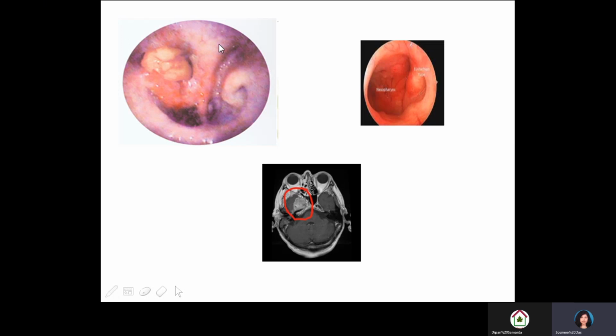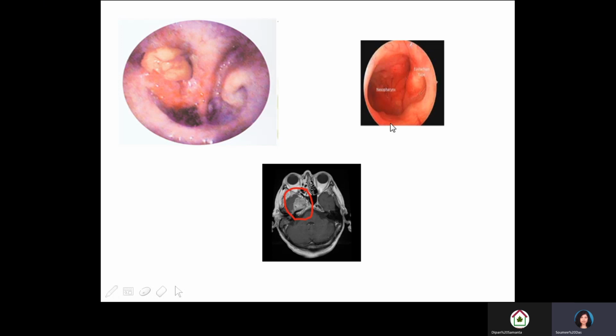Since there is a mass and there are blood vessels in the mass, that means these blood vessels will provide nutrition to this cancerous mass, which will keep on growing in size. Okay, so this is the classical picture of nasopharyngeal carcinoma.